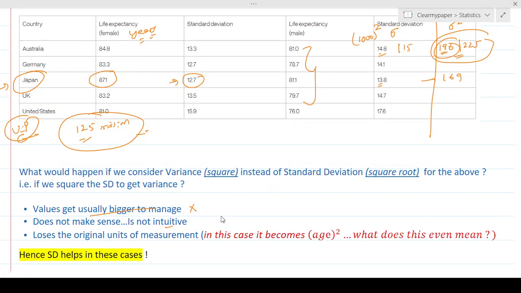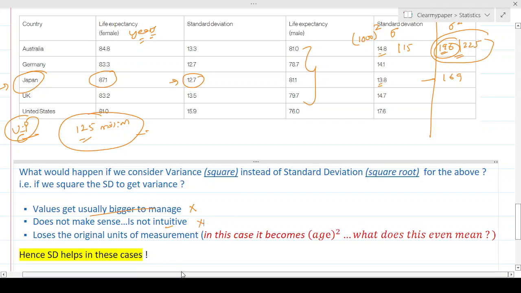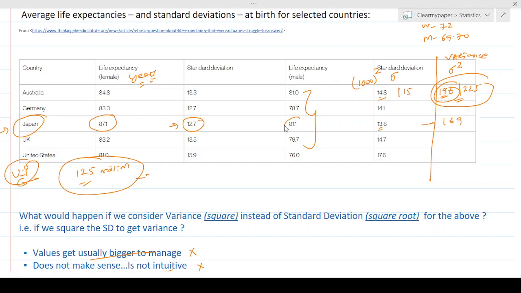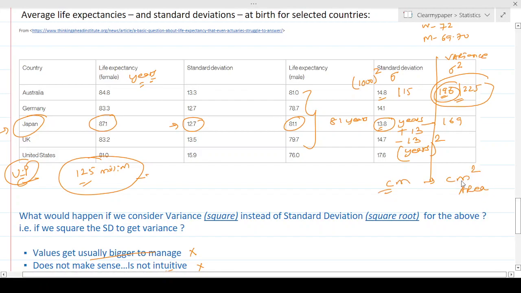And the last problem is that it loses the units. For example, the age for this one is 81 years, right? We are putting 81 years. And the deviation is going to be 13.8 years, so it's going to be plus or minus 13 years. That also is fine. But when we multiply the standard deviation by itself, the years also get multiplied. For example, if it's in centimeters, then it becomes centimeter square. Then it's almost like an area. You are given one dimension and you're getting an area.